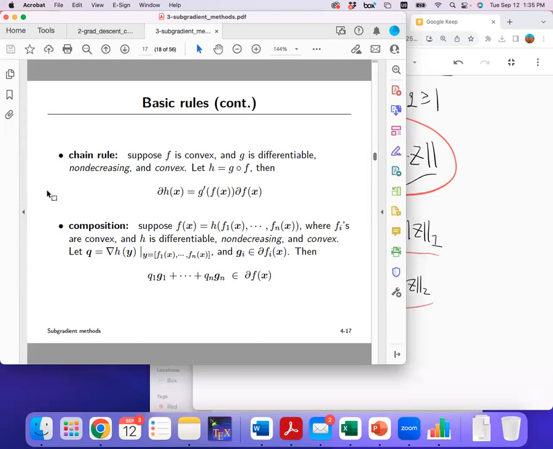If f is convex, and g is differentiable, non-decreasing and convex, then for the composition of g with f, the subdifferential can be characterized as follows.